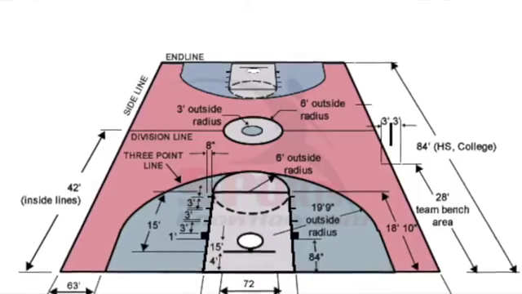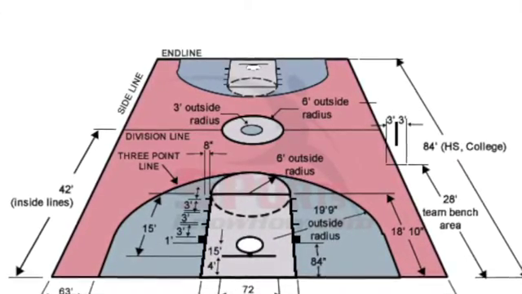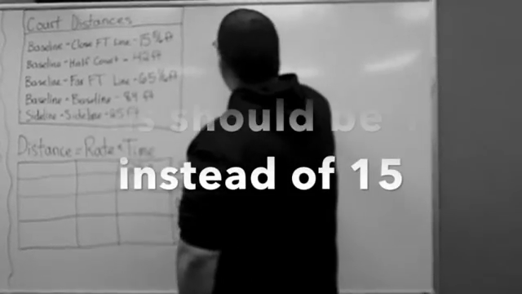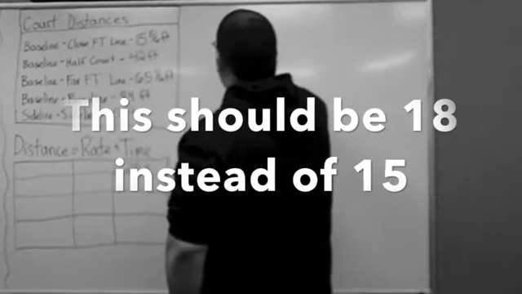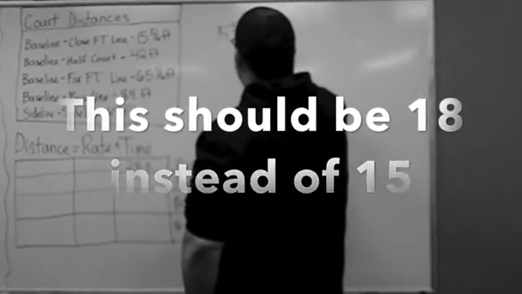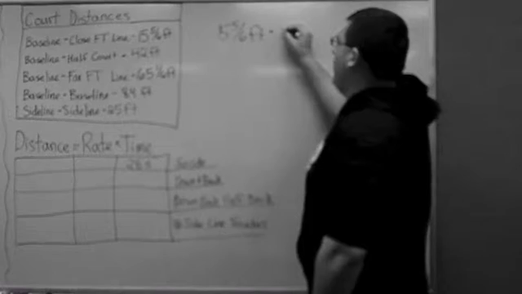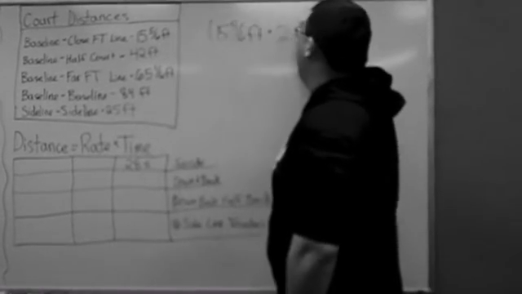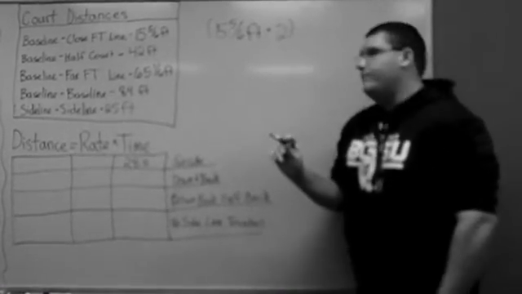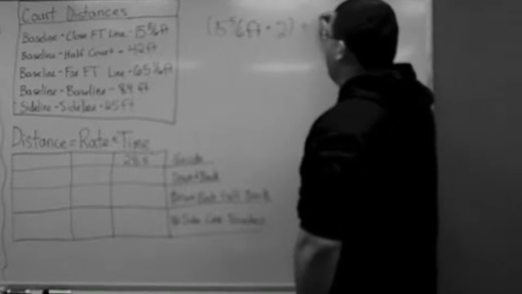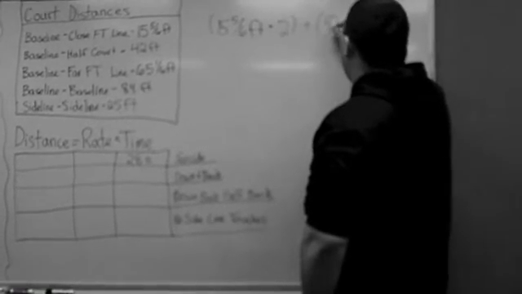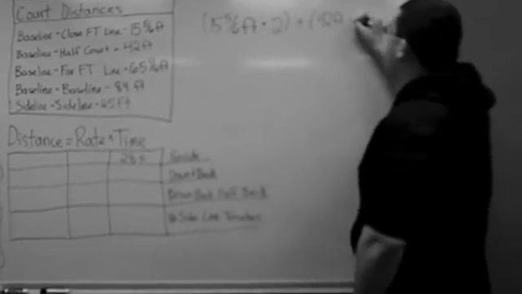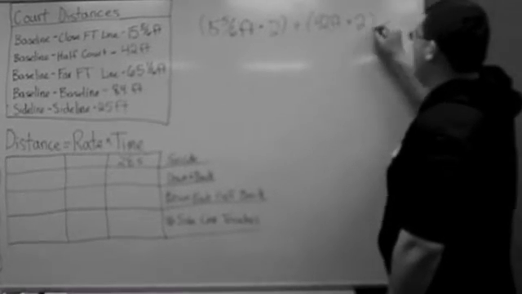So a basketball suicide starts with running from the baseline to the close free throw line, which is 15 and 5/6 feet. And you have to do it twice. You have to go down and back. That's the first part. The second part is going to half court and back. Half court is 42 feet, and you're going back, so multiply it by 2.